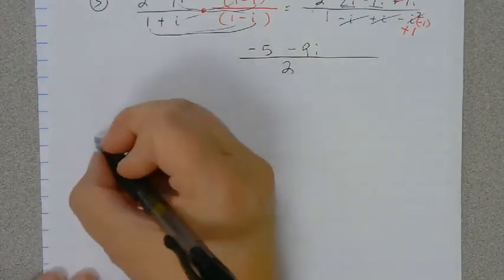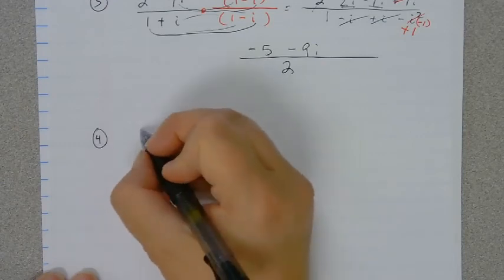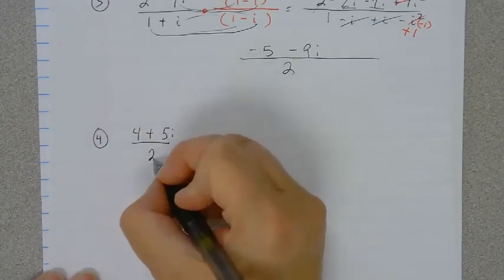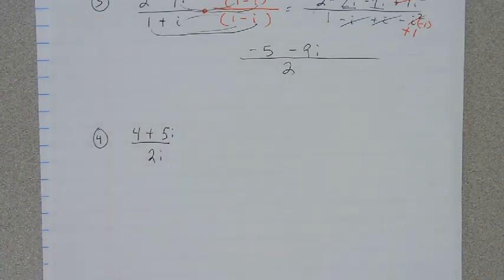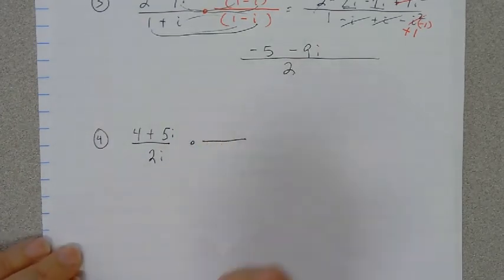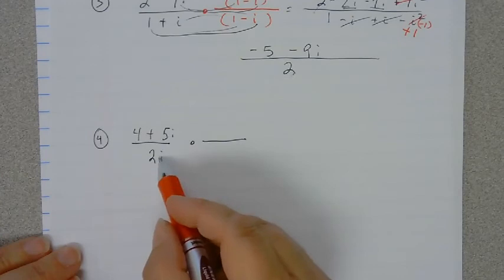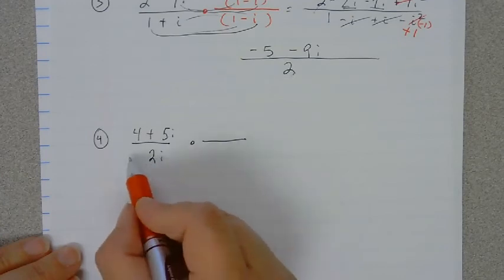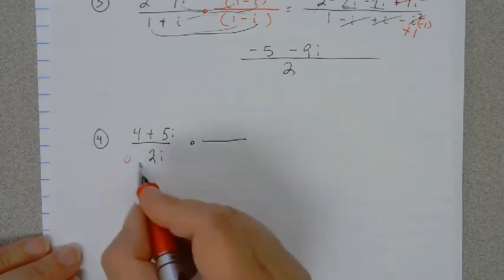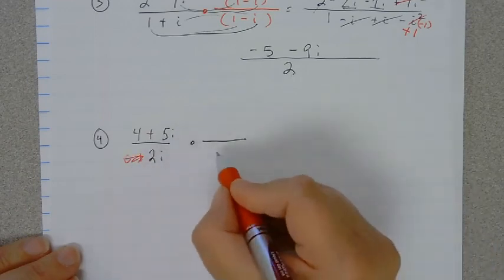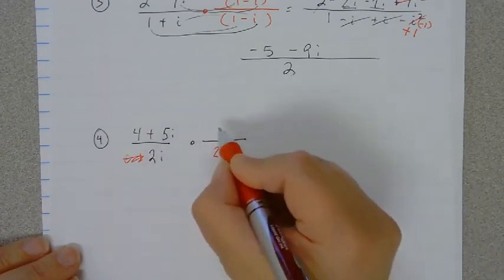Last example. 4 plus 5i over 2i. So again on this one, I want to try to get rid of the imaginary number. So I'm going to multiply by the big one. Now, on the bottom, the only thing I need to get rid of is the i. So this could really be like 0 plus 2i or 0 minus 2i. So really the only thing I need to multiply is by 2i.